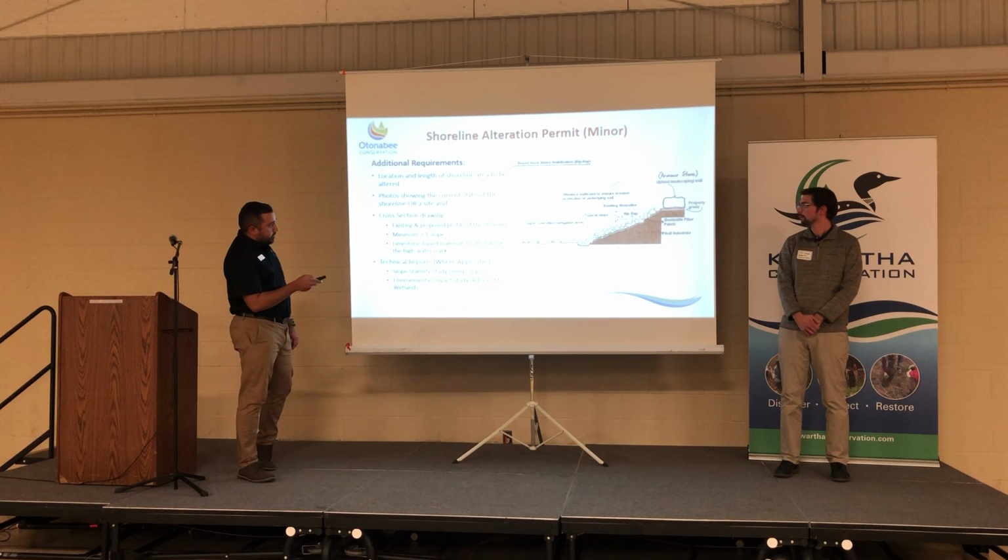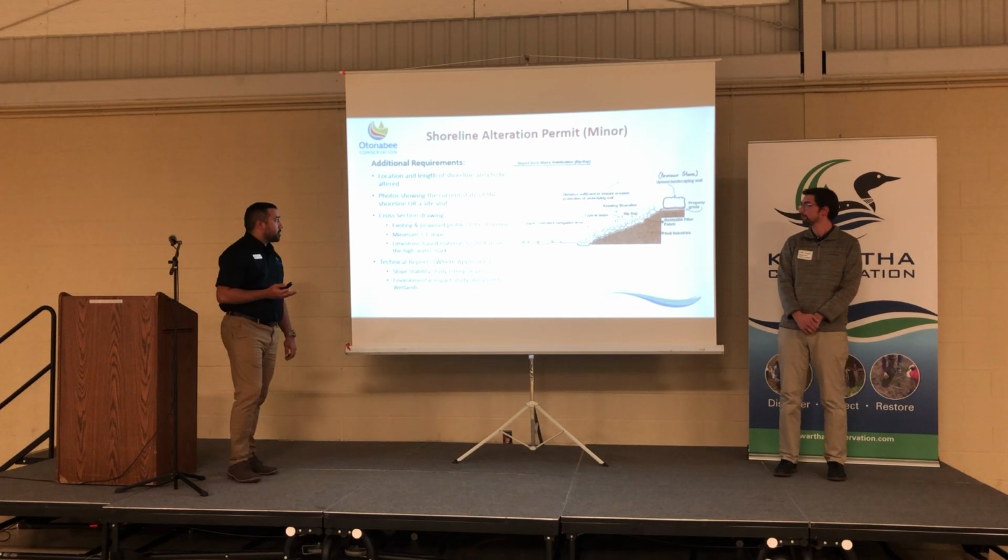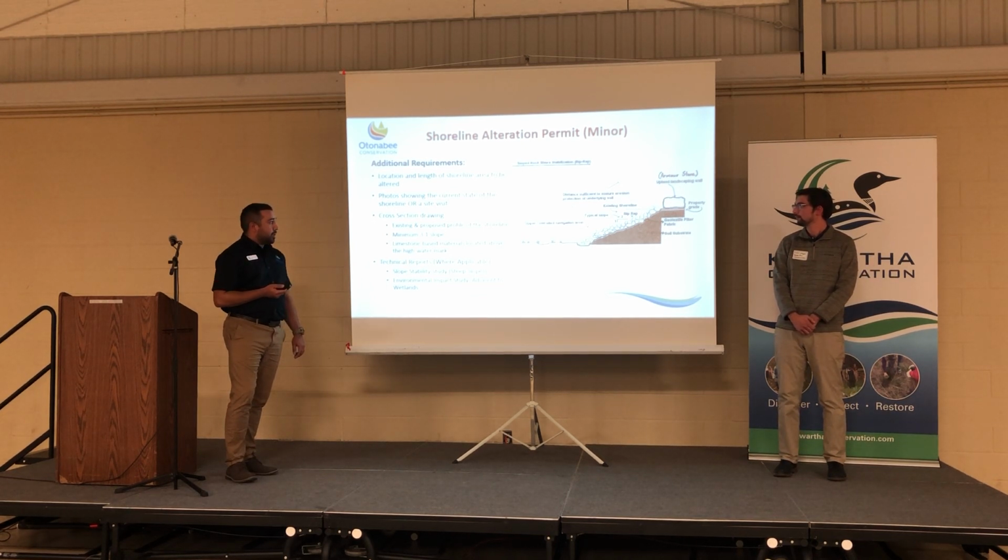So over here we have an example of the cross-section drawings that we look for. And if you're doing shoreline alterations, that is an additional requirement for the permit application package. With that, we like to see the existing and proposed profile of the shoreline. There you can see what the existing one was and how the shoreline's going to be cut out.